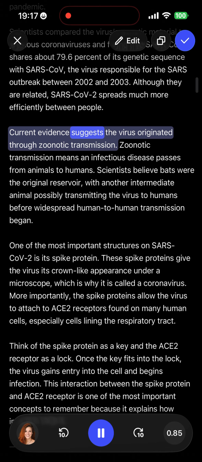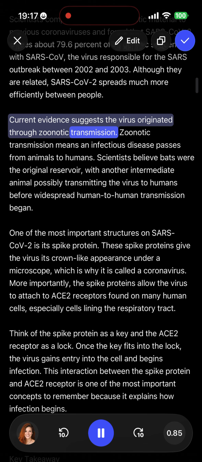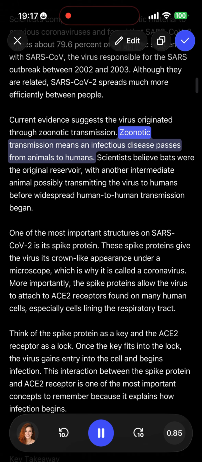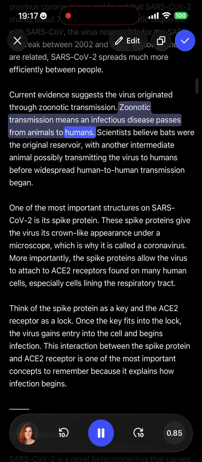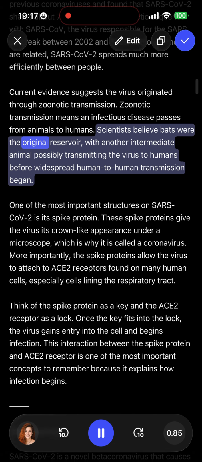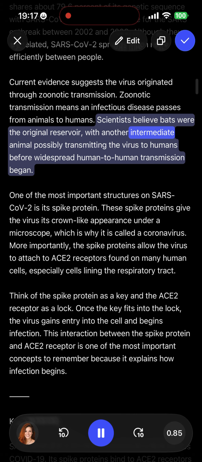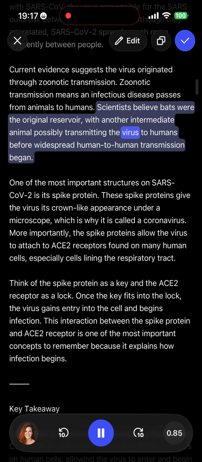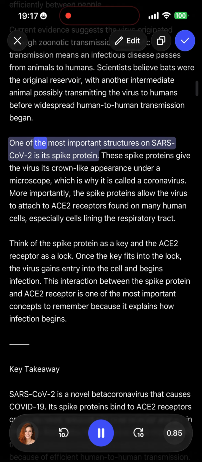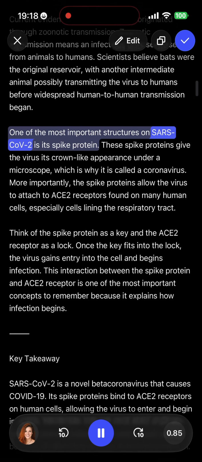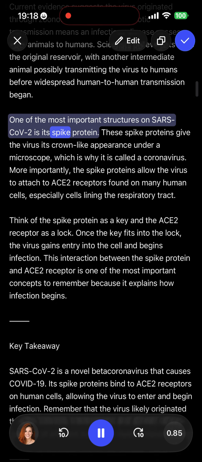Current evidence suggests the virus originated through zoonotic transmission. Zoonotic transmission means an infectious disease passes from animals to humans. Scientists believe bats were the original reservoir, with another intermediate animal possibly transmitting the virus to humans before widespread human-to-human transmission began. One of the most important structures on SARS-CoV-2 is its spike protein.